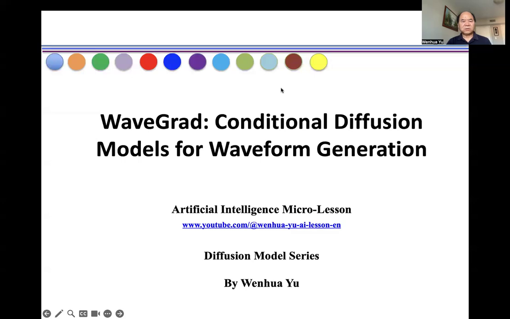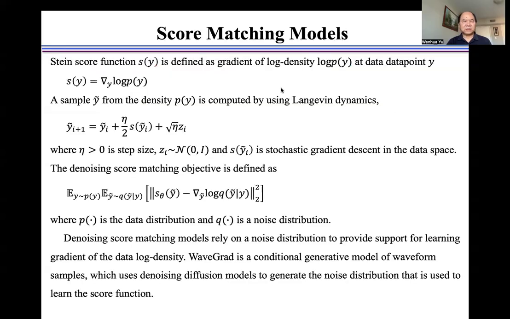In this video, I introduce WaveGrad, conditional diffusion models for waveform generation. The score function s(y) is defined as the gradient of the log density at the data point y, as shown here. A sample y tilde from the density p(y) is computed by using Langevin dynamics, as shown here, where h is a step size, z_i is sampled from a normal distribution, and this is a stochastic gradient descent in the data space.